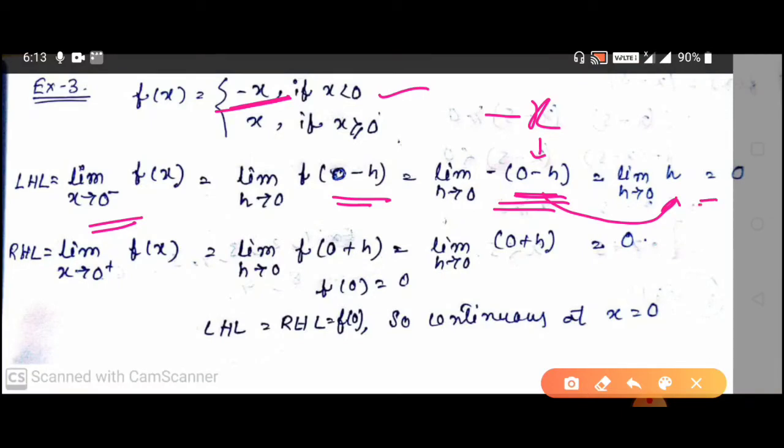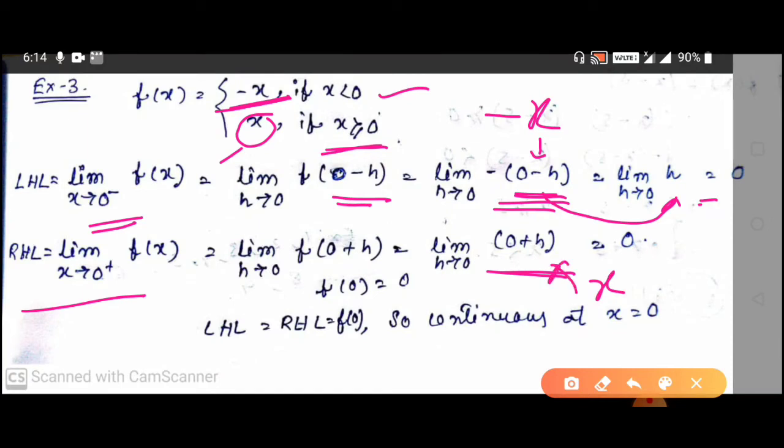In the same way we have to do the right hand limit. Right hand limit means right side of the 0, which means more than 0. More than 0 means we have to take the function f(x) equal to x, for x greater than or equal to 0. So whenever the value of x is more than 0, the value of f(x) will be x. That is why here we have written 0 plus h. Since f(x) will take the value x, we can replace it by 0 plus h.